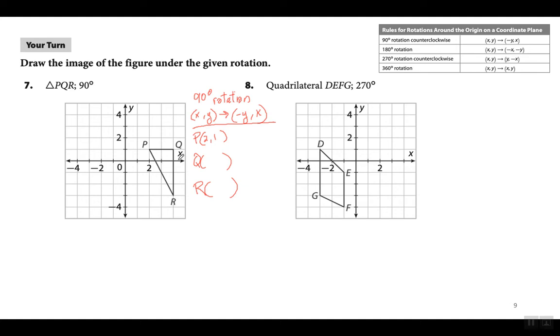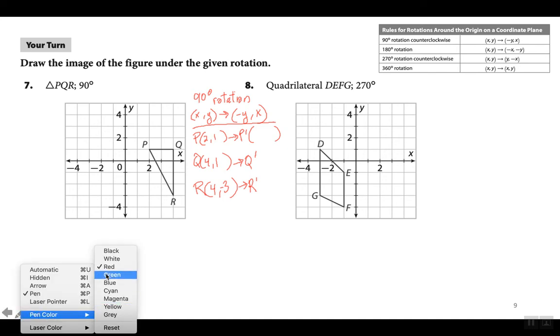Q is at (4, 1). And R is at (4, -3). Now I'm going to put my arrow, and I'm going to put P prime, Q prime, and R prime. Okay, now the reason I set it up like this is because now it's easy, because I can just look right here to see what I have to do and catch any mistakes that I make.